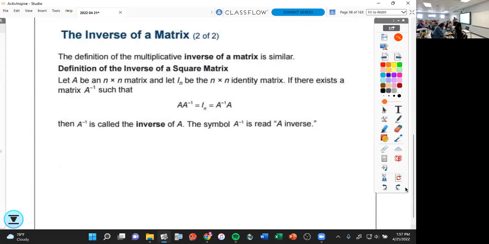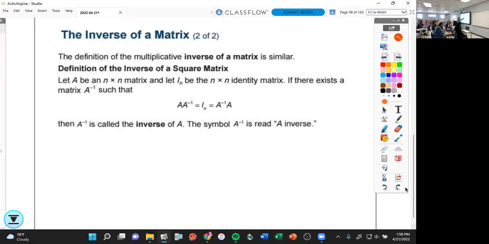Okay, the definition of the multiplicative inverse of a matrix is similar. If A is an n by n matrix, notice we're talking about a square matrix, right? For a matrix to have an inverse, it must be square. If it's rectangular, or non-square, there's no inverse. I sub n is the n by n identity matrix if there is one. Not all matrices have an inverse, even if it's square.